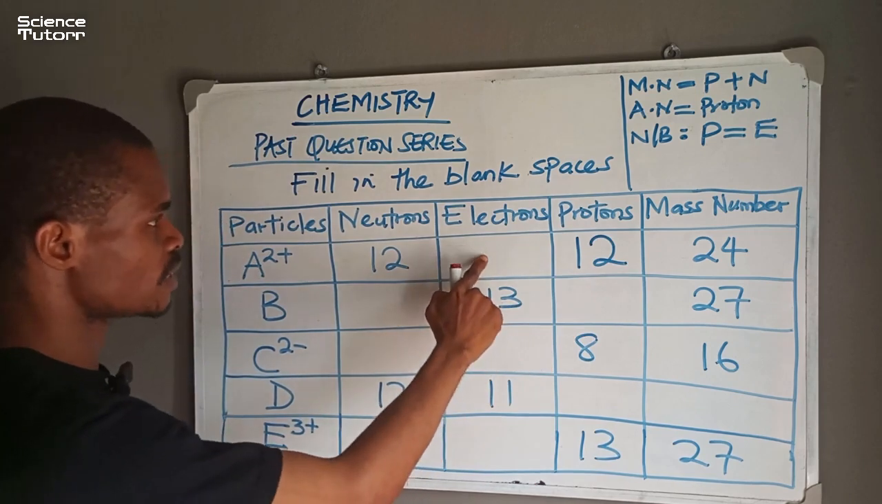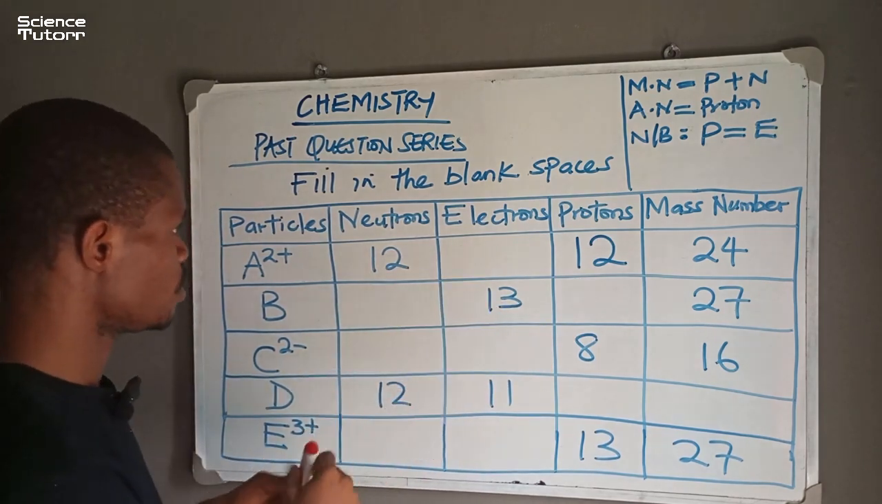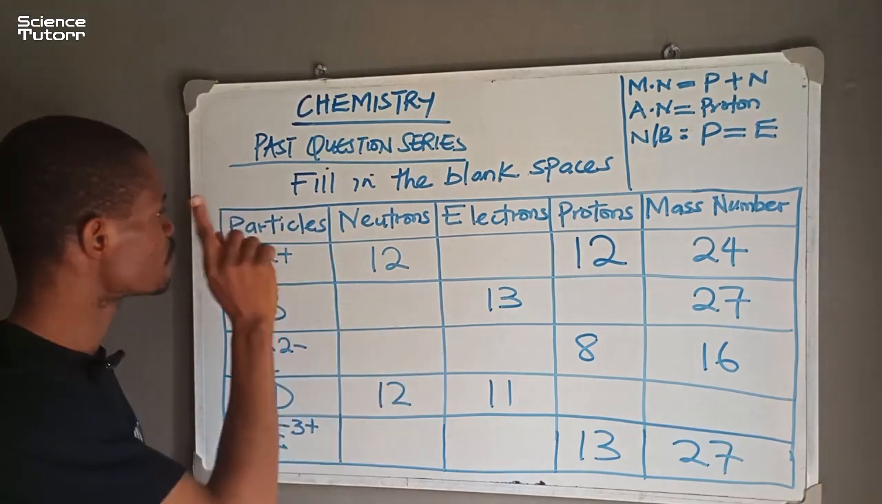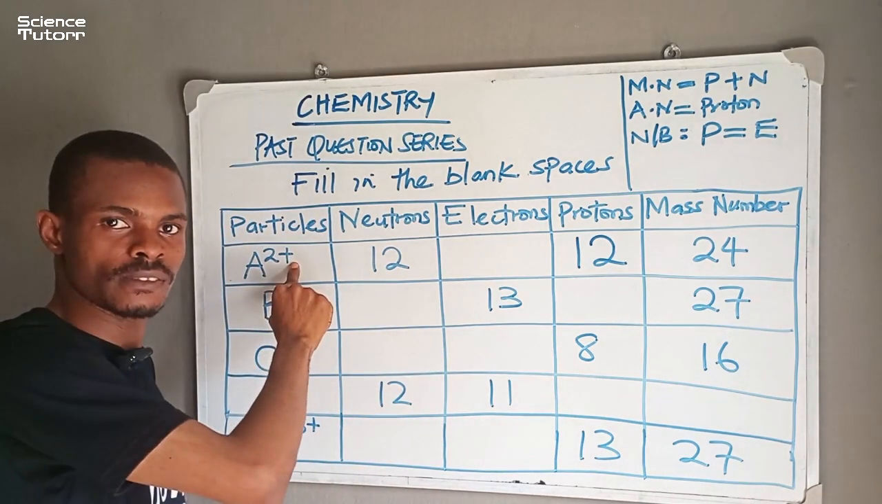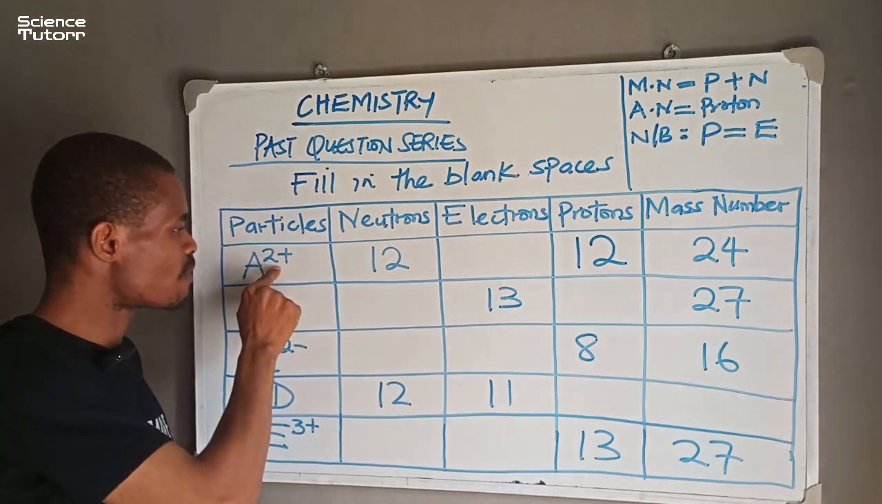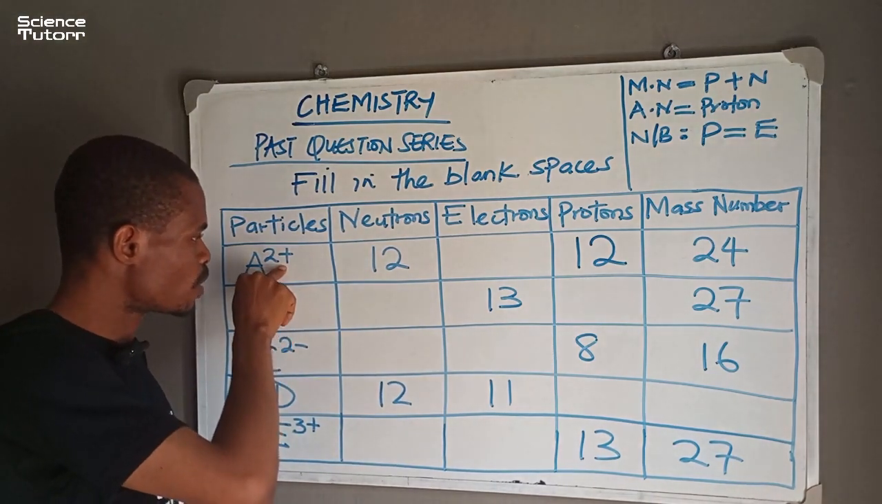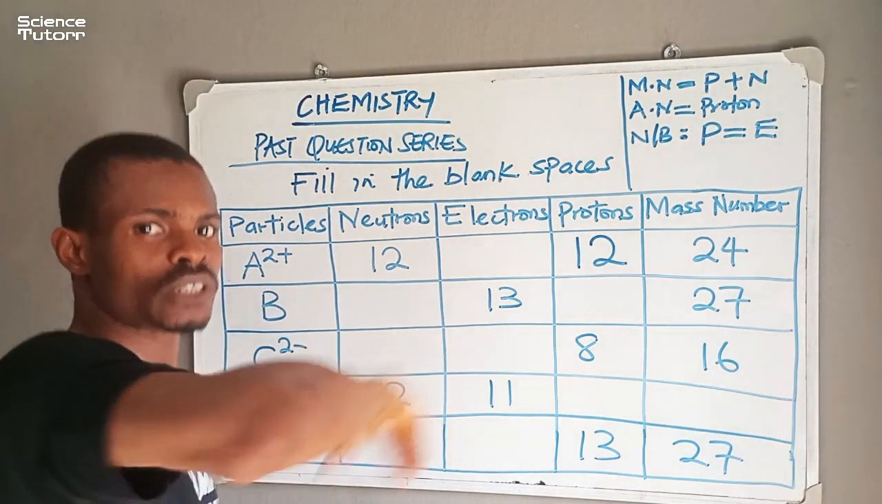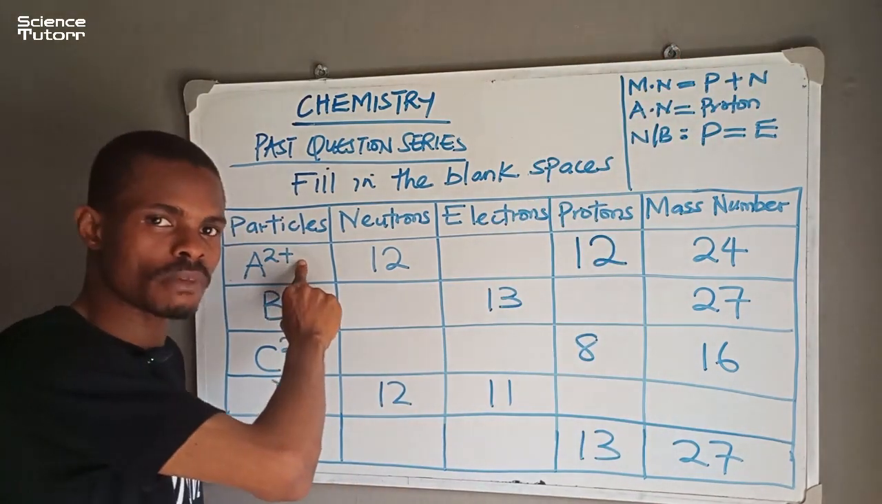Now let's find the number of electrons. Electrons are what is participating in donating. So in this case, we have a +2. For the fact that we have +2, it simply means 2 electrons have been given out to a non-metal.